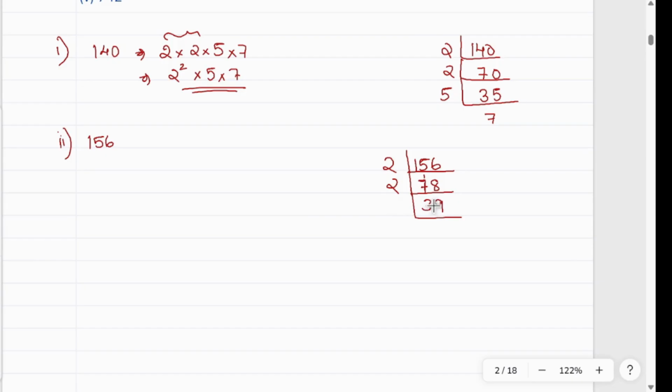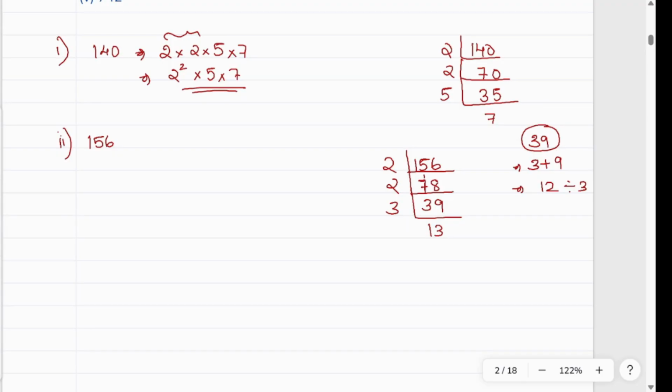Now if I'm checking this number, 39, this is divisible by 3. That is, I'm getting 13. There is one more method to check whether the given number is divisible by 3 or not. Here 39, what can I do? 3 plus 9. What is 3 plus 9? Which is equal to 12. 12 is divisible by 3, completely divisible by 3. Therefore, we can tell that 39 is divisible by 3.